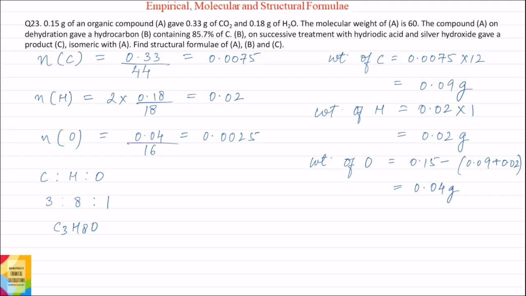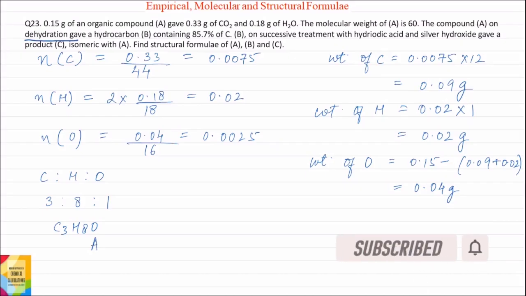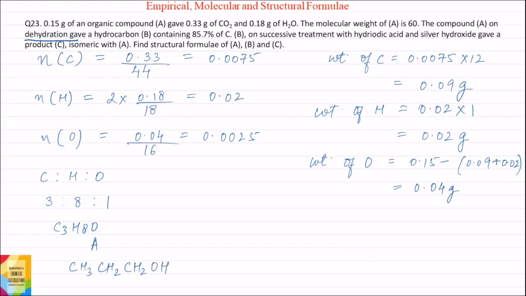Now this is the formula for A. Since this compound undergoes dehydration, that means it contains an OH group, and its structural formula will be CH3CH2CH2OH. Now on dehydration, it gives hydrocarbon B. So if this compound A undergoes dehydration, then CH3CH2CH2OH on dehydration will give CH3CH=CH2. This is the structure of the compound B.